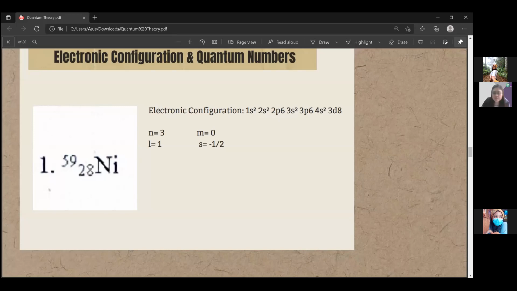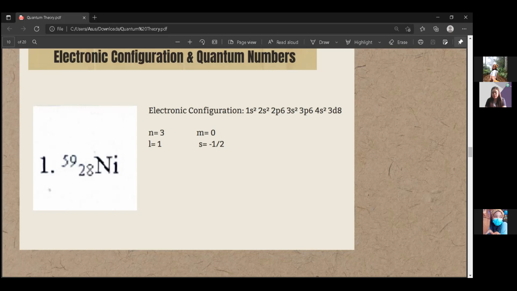So going back, the last electron is 3d raised to the power of 8. So n is equal to 3, since mag-base tayo sa 3 na nasa 3d raised to the power of 8. For l, mag-base tayo sa letter d. Since we know pag s, ang l is equal to 0, pag p, ang l is 1, and pag d is 2, and f is 3. Therefore, l in 3d8 is 2.